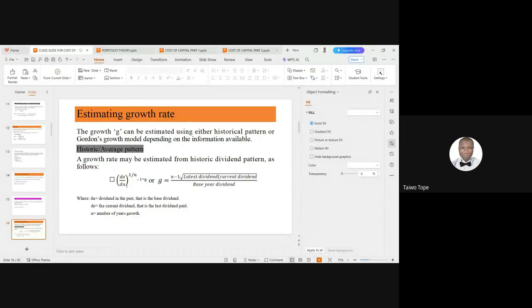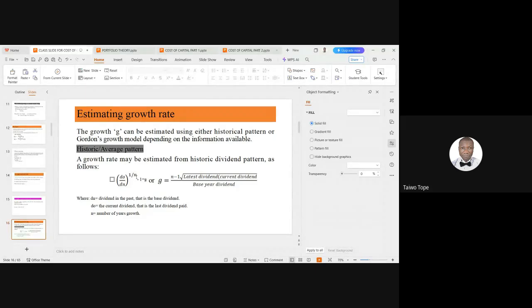dn is what? dn is dividend in the past. That is, if you have dividend in the question from 2020 to date, it means the base year. If the base year is 2020, it means your d0 will be the dividend for 2020. Now, what is your current year? If your current year is 2024, because we are not yet done with 2025, the current year, that is the last year given in the question, is 2024 dividend. That will be your dn, to the power of 1 over n.